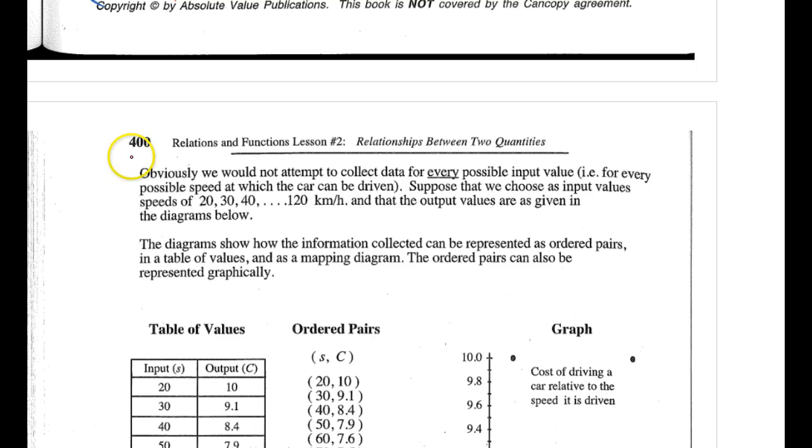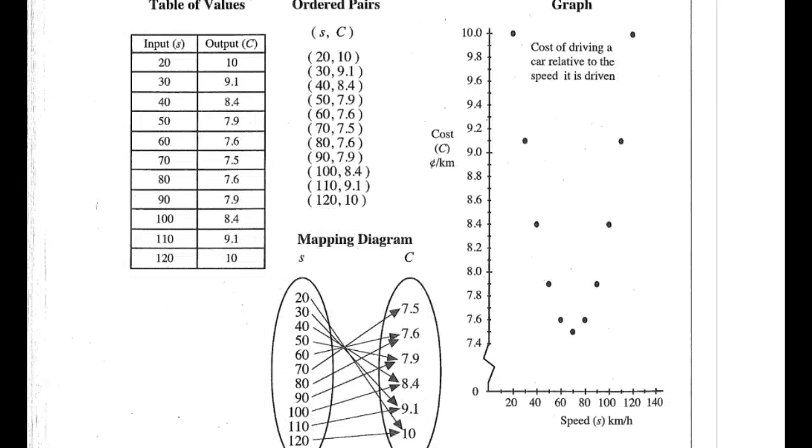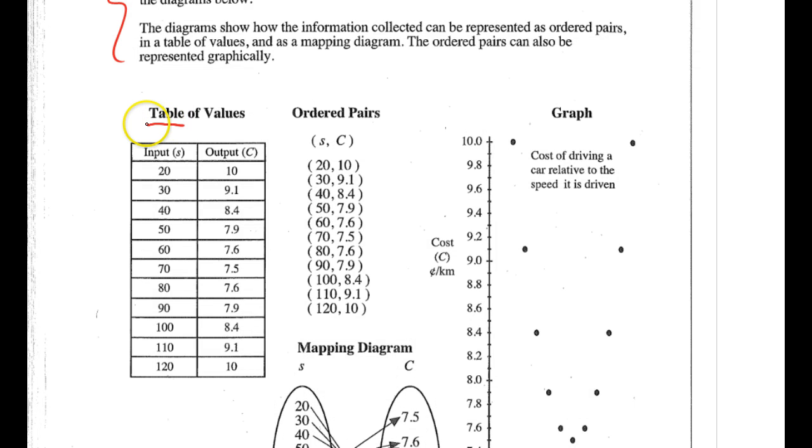Okay, go ahead and read through this little part here, and then we're going to look at all the possible ways we can show this relationship between cost and speed. So again, the input is speed. Here's a table of values. We've all seen this. The way we read this is, this is kilometers per hour, and this is cents. So if I drive at 20 kilometers an hour, it costs me 10 cents. If I drive at 30 kilometers an hour, it costs me 9.1 cents, and so on.